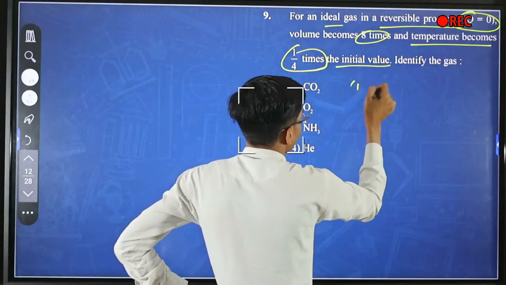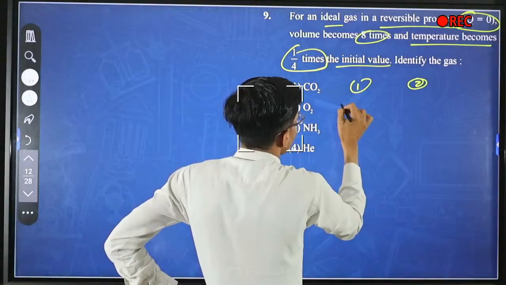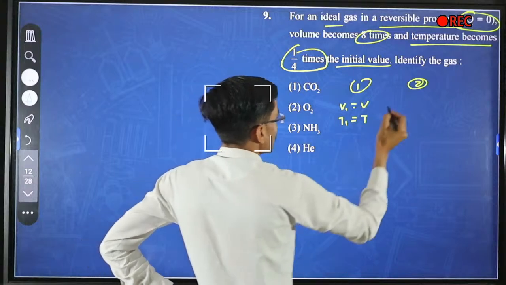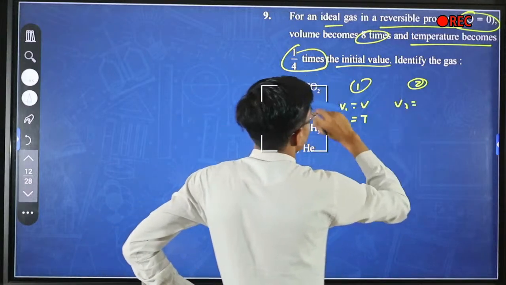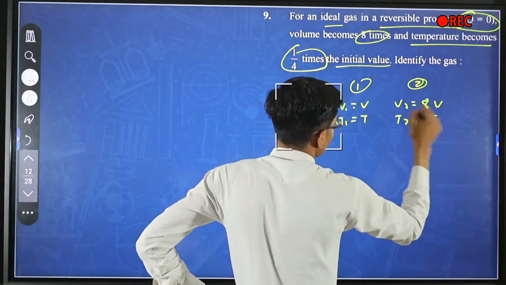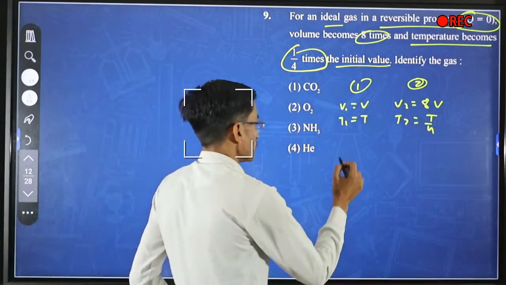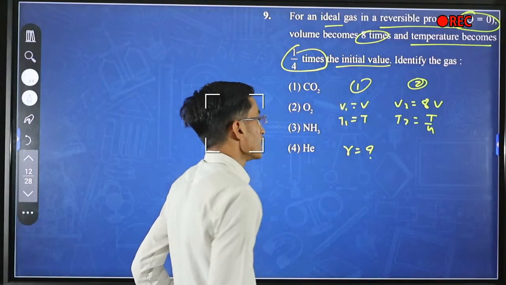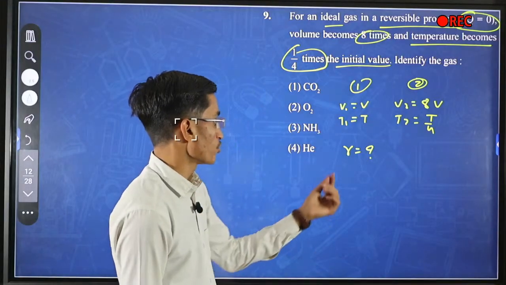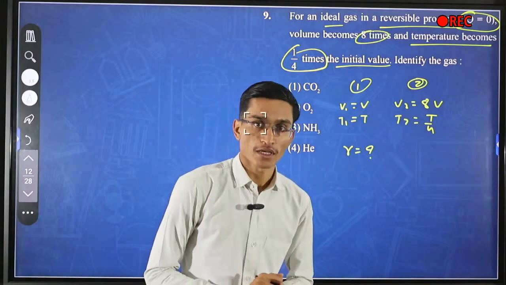Okay, let us say case 1, case 2. In this, let us consider the changes in volume and temperature. So V1 can be considered as V, and temperature T1 can be considered as T. V2 will become 8 times, so 8V, and T2 will become T by 4. We have to find which gas this will be. If we find the value of gamma for this gas, we can easily comment on which type of gas it is. So first of all, we have to find gamma, and after that we will say which gas this is.